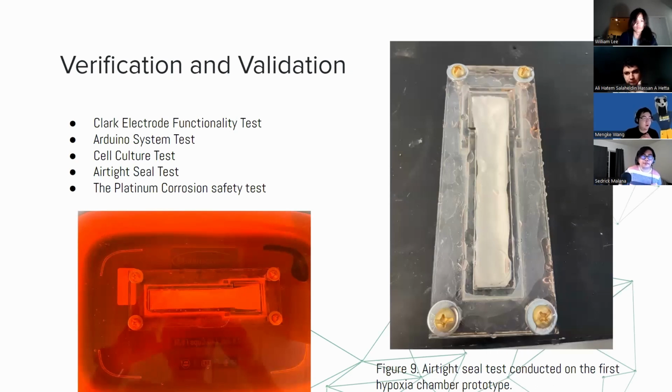Thank you, Cedric. So for the verification and validation tests, we currently have 5 tests available. First, we set up the Clark electrode functionality test. Second, the Arduino system test, cell culture test, airtight seal test, and the platinum corrosion test. We were able to finish the airtight seal test, where we submerged our device into dyed water and saw if there was any leakage.